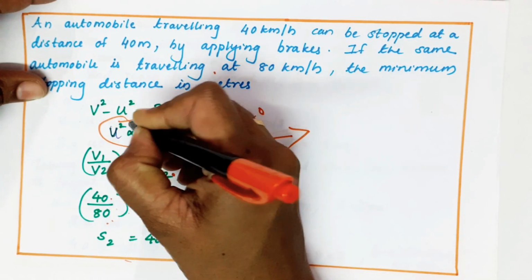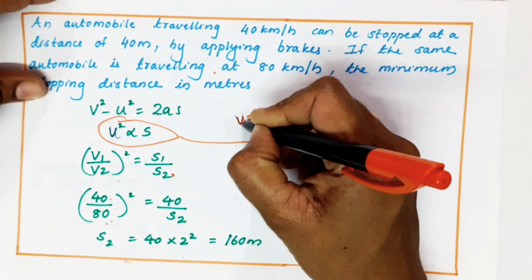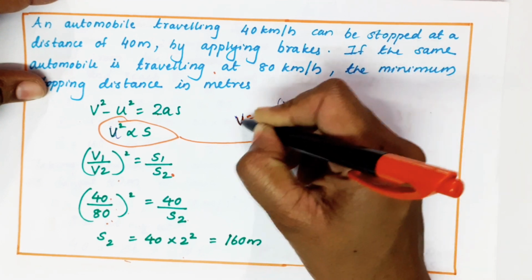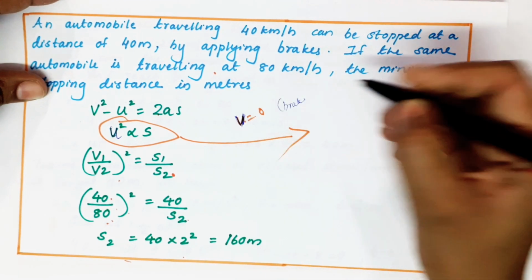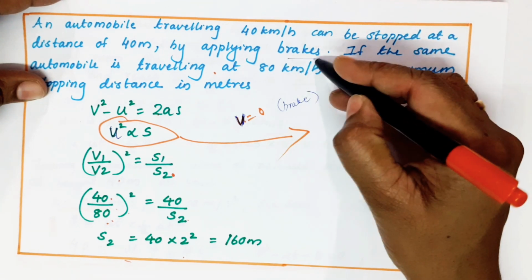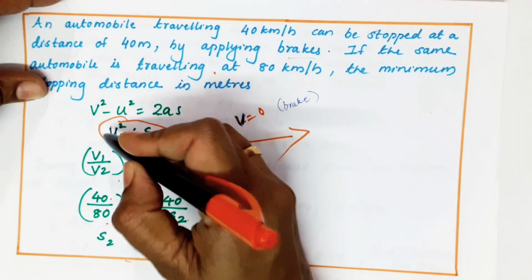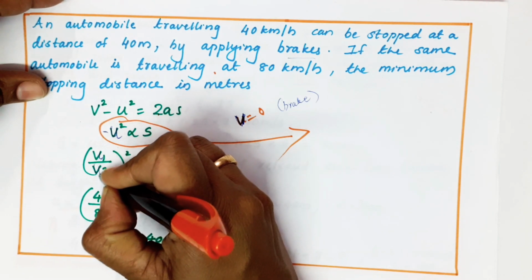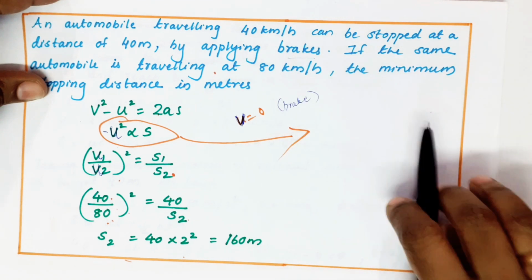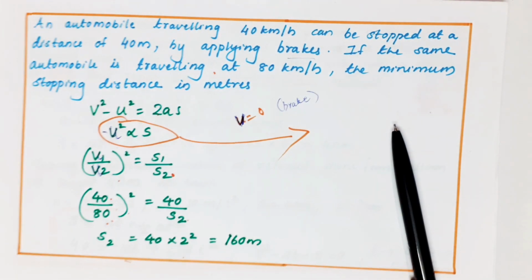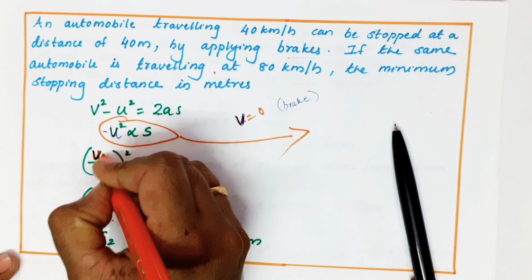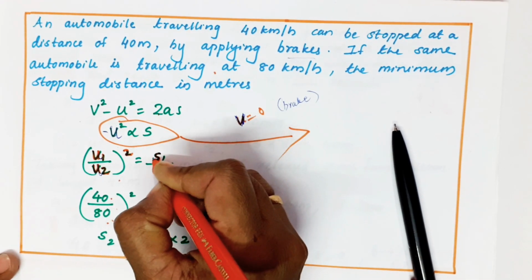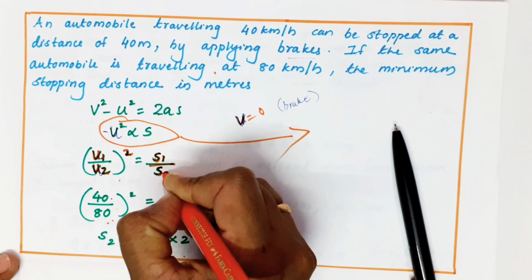U square is proportional to s in this case, because we are taking v as 0, because we are applying the brake. We are applying the brake means we can take here v as 0. So final velocity is 0. So we can write minus u square is proportional to s, no problem. So we can write here u1 square by u2 square is equal to s1 by s2. So what I am doing here, you see, we can write here u1 by u2 whole square, minus gets cancelled, is equal to s1 divided by s2.